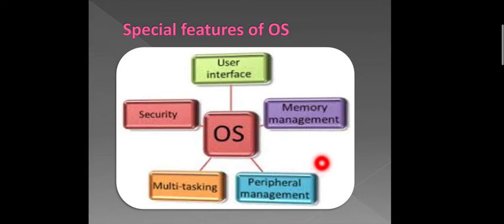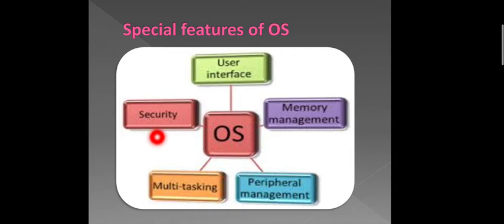Another is peripheral management. As we have discussed, peripherals are the devices which are used for interacting with the computer system, like giving input to the computer system and taking output from the computer system. Multitasking means that we can do many tasks simultaneously. More than one task can be done on the computer system using the operating system, like we can play music, draw a drawing, and download anything from the internet. That is known as multitasking.